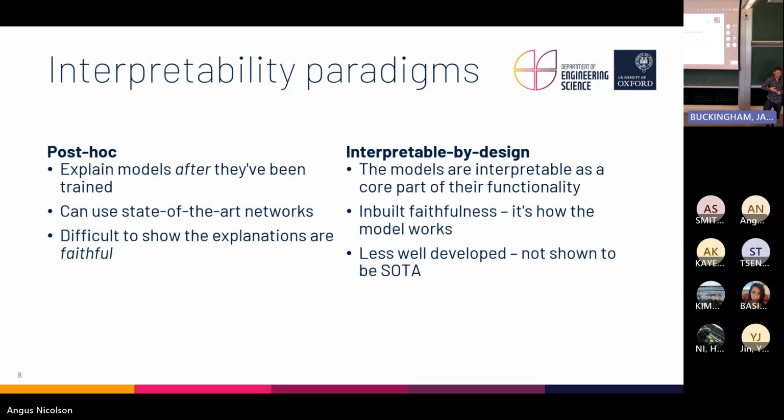Or you have interpretable by design models, where you just restructure your whole model in the first place to be interpretable. There are different ways of doing that. I'm going to talk about a couple later. One benefit of this is you've got this inbuilt faithfulness, like the explanations are just how the model works. So therefore you can trust them. But it's less well developed. They're newer. They're not necessarily shown to be state of the art and in as many applications as normal deep learning.